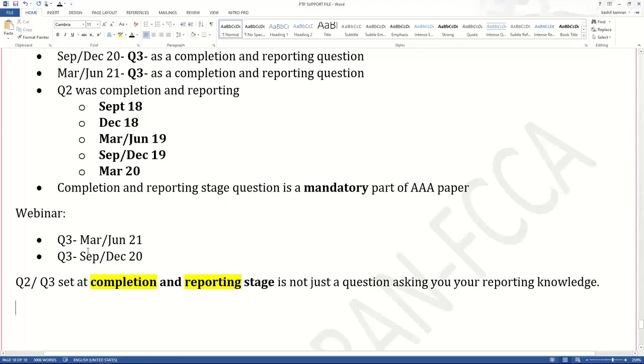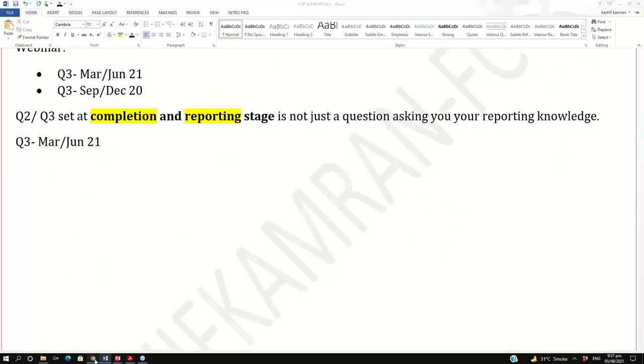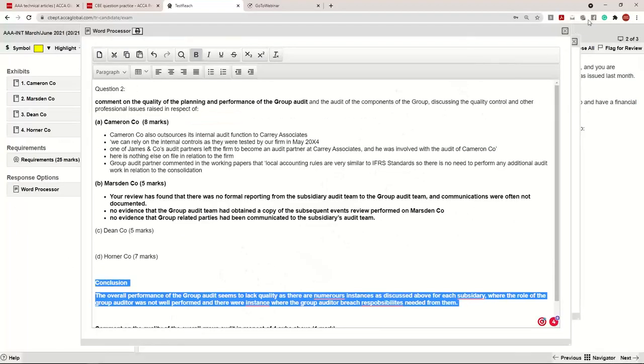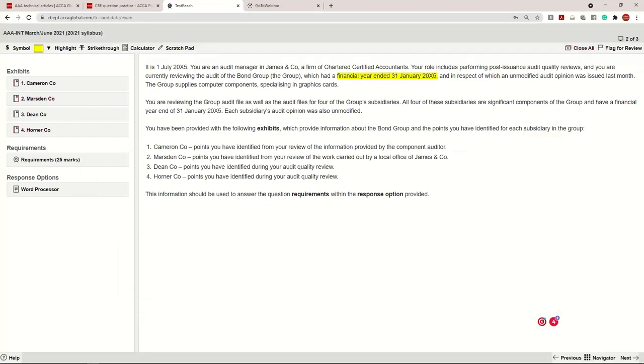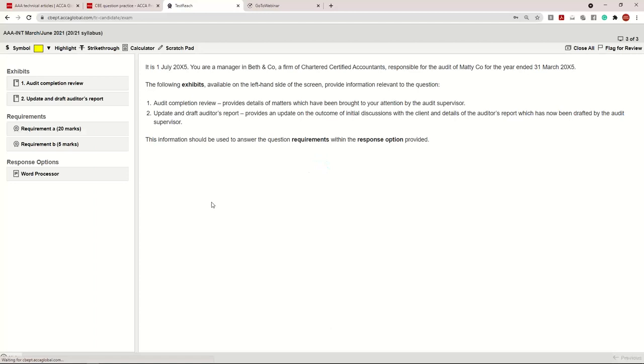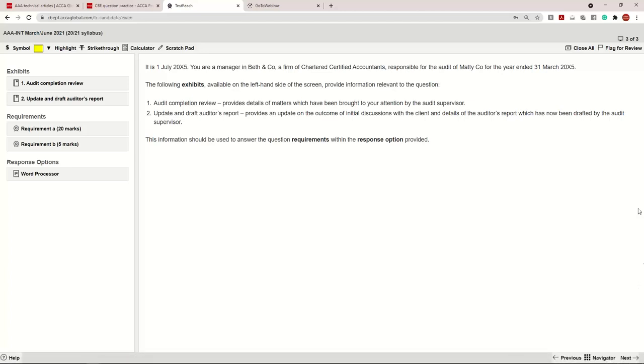Now, if you look at question number 3 of the March, June 21 exams, just to see how diversified that was, and just to be very sure, it was not just a reporting question. Let me show that to you on the practice platform. I hope you can all see the practice platform in front. Let's move from question 2 to question 3. I hope you can all see question 3 now in front of your screen, right? Can you confirm that?